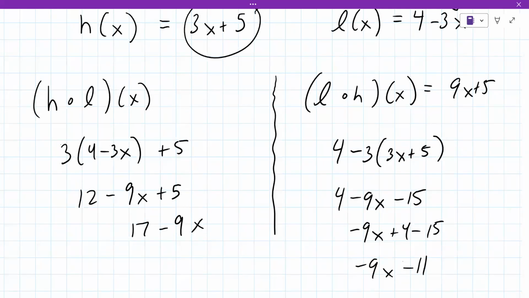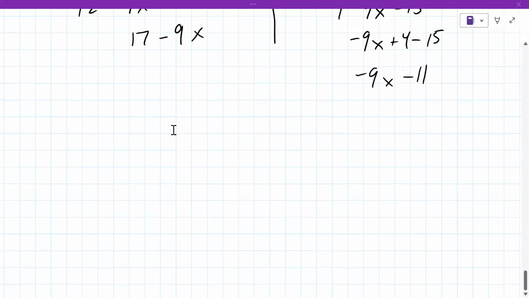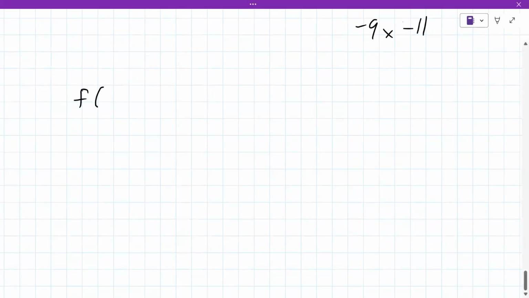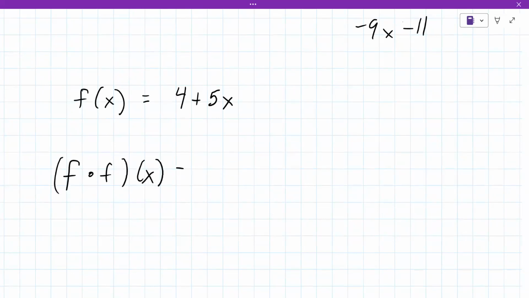Okay, now the other thing that you might see that we should look at now is that there's also the composition of a function within itself. So let's say I give you f of x equals 4 plus 5x, something like that. There is such a thing as f bubble f of x. And it looks a little odd. It means to take the function you have and put it back in itself.